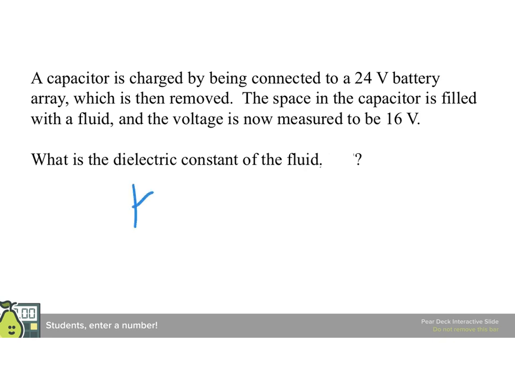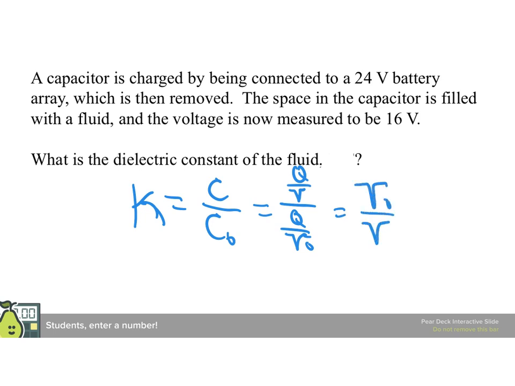So remember that kappa is new capacitance over vacuum capacitance. And we know that the capacitance would be the charge we had over the new voltage, and the original capacitance would have been the charge over the original voltage, but the charges would be the same because it's isolated. So we end up here with original voltage over new voltage, 24 volts over 16 volts. Kappa is 3/2.